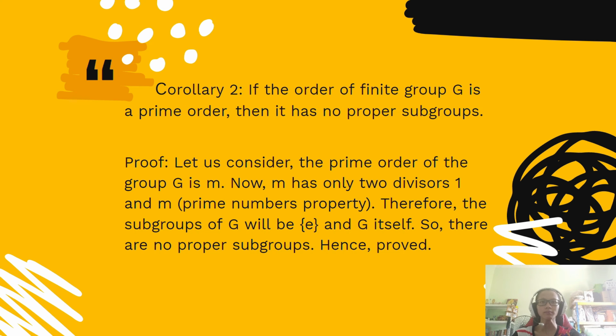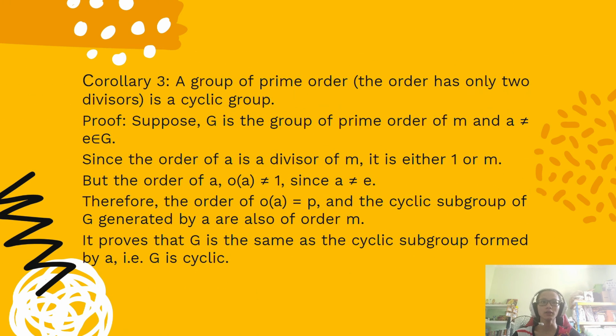It's proved. The last corollary: a group of prime order, where the order has only two divisors, is a cyclic group. Let me prove. Suppose G is a group of prime order m and a not equal to e is an element of G. Since the order of a is a divisor of m, it is either 1 or m. But the order of a, O(a), is not equal to 1, since a is not equal to identity.